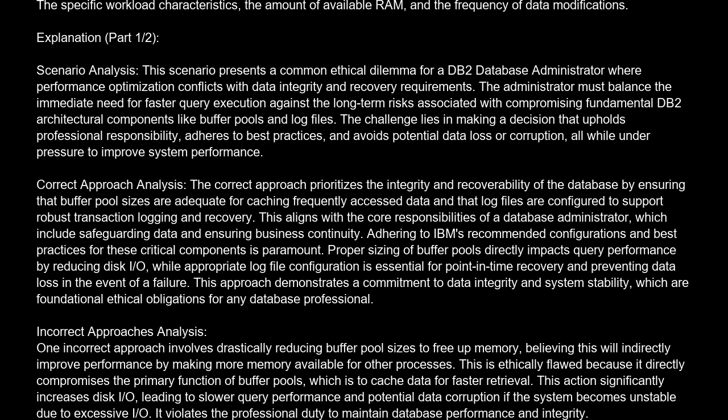The challenge lies in making a decision that upholds professional responsibility, adheres to best practices, and avoids potential data loss or corruption, all while under pressure to improve system performance.